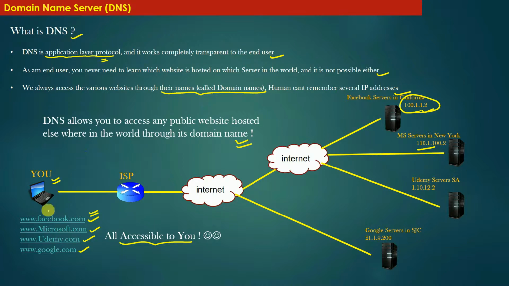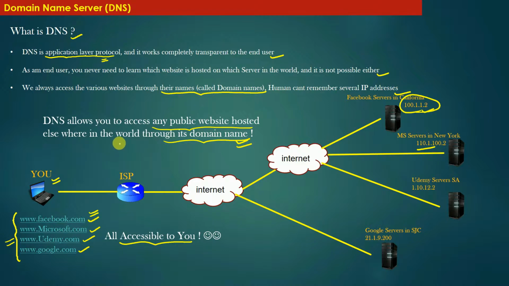And still you are able to access all these websites using their domain name. This is made possible by the DNS system. DNS allows you to access any public website hosted elsewhere in the world through the website's domain name. You don't have to care on which server machines these websites are hosted. By now you must have understood how DNS system is essential and very important for the internet to work.